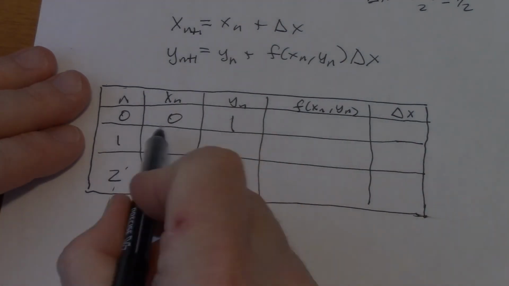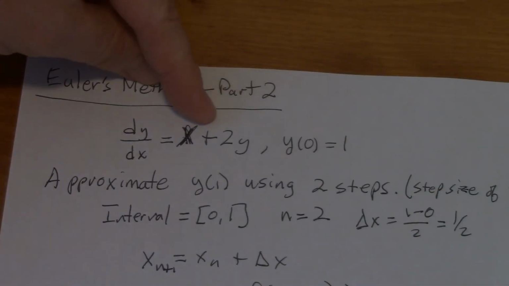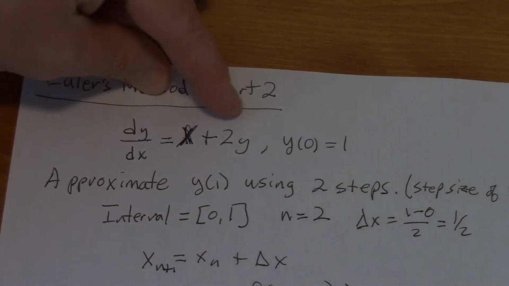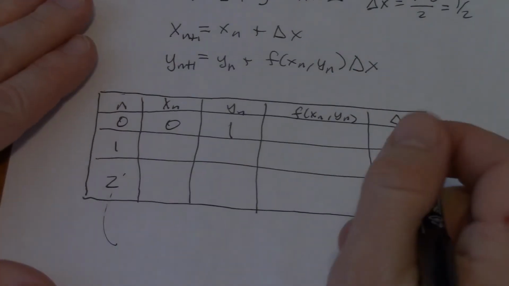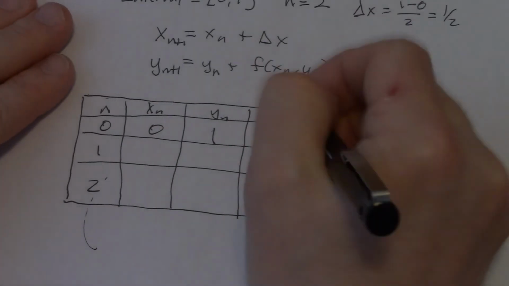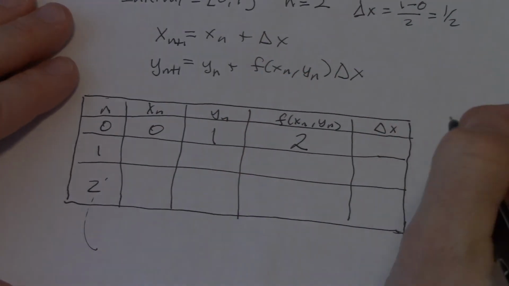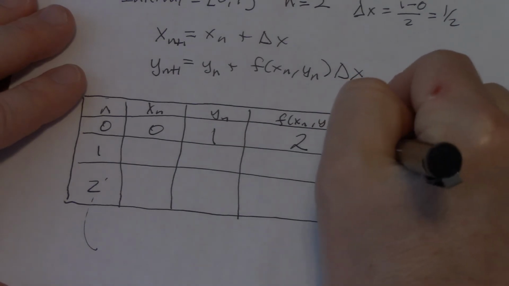Okay? So I take those two things and I plug them into f of x, y. So x is 0 and y is 1, so that's 0 plus 2 times 1, that's 2. Okay? So down here, got a 2 there. And delta x is always the same thing, it's 1/2.